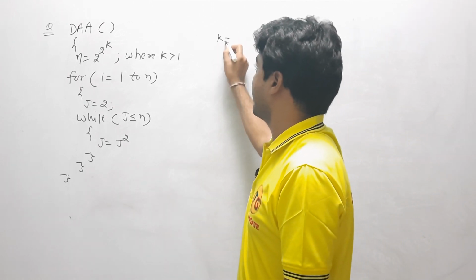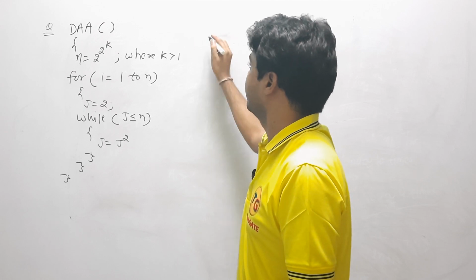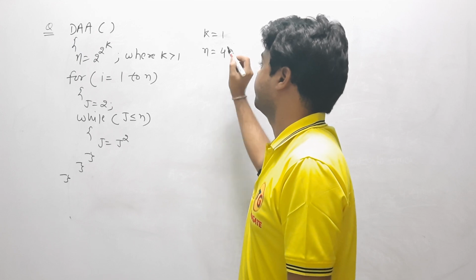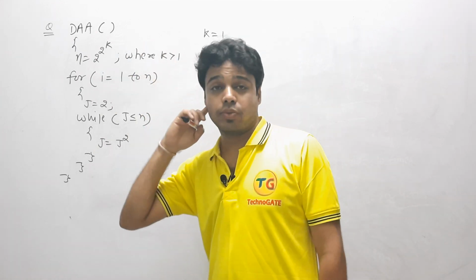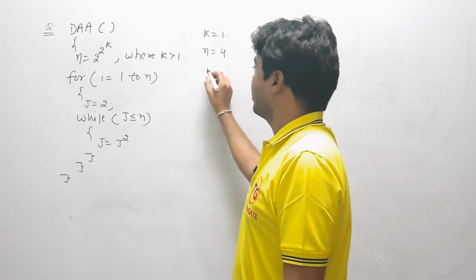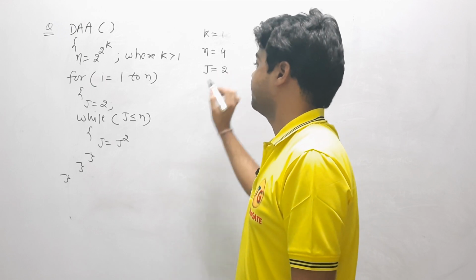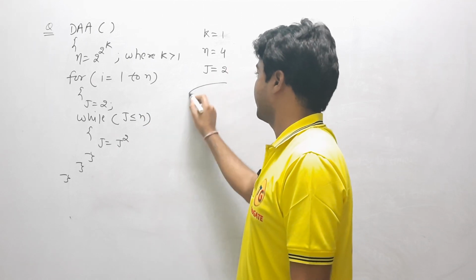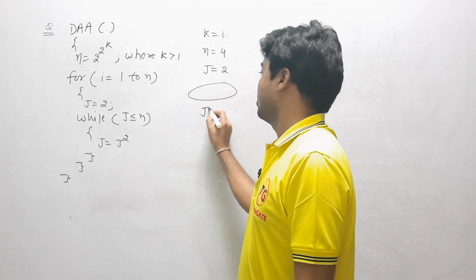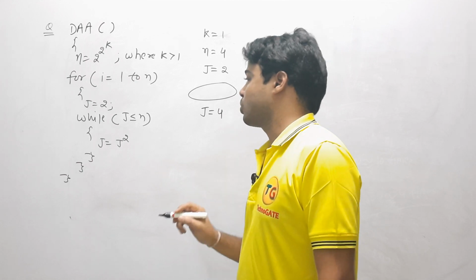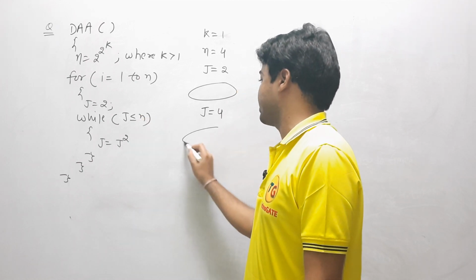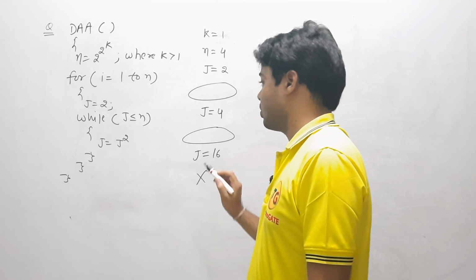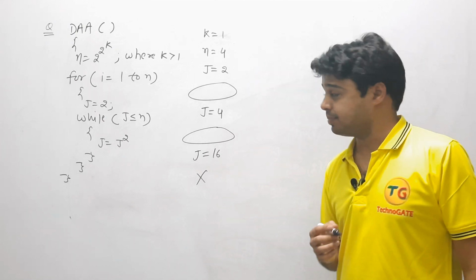If we take k equals 1 here, then n is 4, since 2 raised to power 2 raised to power 1 is 4. Now j equals 2. While 2 is less than or equal to 4, yes, it will execute, and j becomes j square, which means 4. Now 4 is less than or equal to 4, it will execute, j becomes 16, and we are outside the loop. It will not execute after 16.